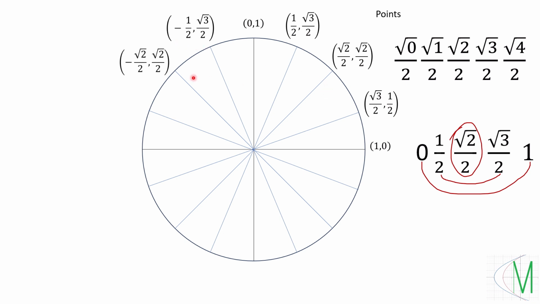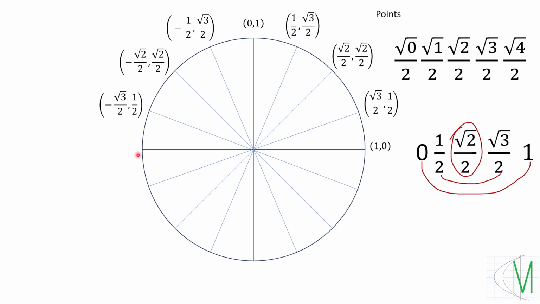I'm going to go on to the next one. Since this is a pi over 4, that's square root of 2 over 2, square root of 2 over 2. Again, the negative goes with the x because x is negative in this quadrant. Y is positive in this quadrant. Same thing with the pi over 6 angle here: square root of 3 over 2, 1/2. And the negative goes with the x.